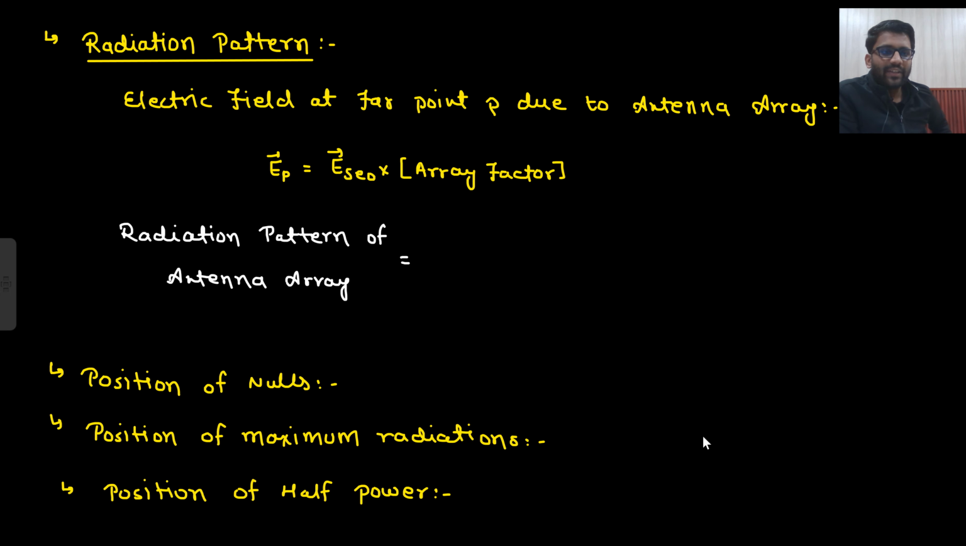Hi everyone. So we have been studying about antenna arrays. In the last lecture we studied about antenna array. Now we are going to see the radiation pattern of antenna arrays. So two element antenna array we have seen. We are having two antennas.